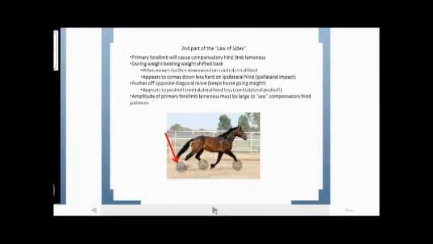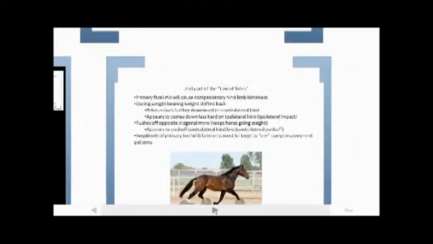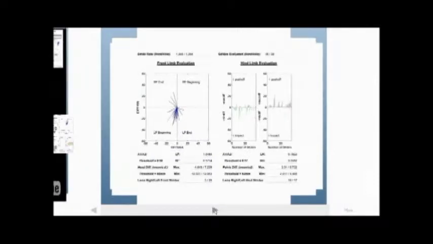Because the amplitude of the primary forelimb lameness must be quite significant before the compensatory movements are actually seen, mistaking compensatory hind limb lameness for primary forelimb lameness in real life is uncommon. However, the patterns in the hind limb lameness plot can be helpful in determining forelimb lameness, especially in cases of misbehaving horses when head movement is quite erratic.